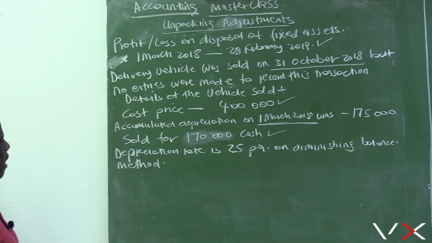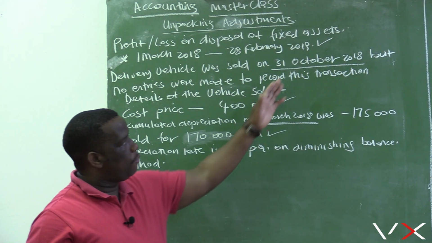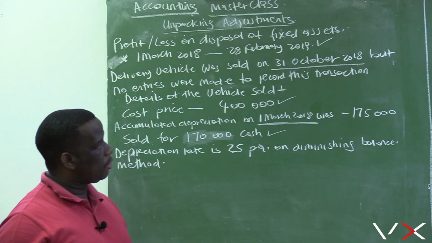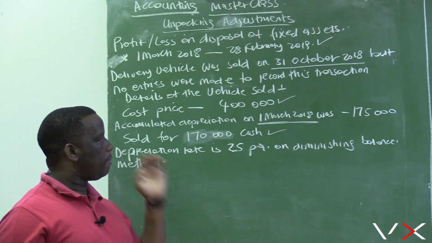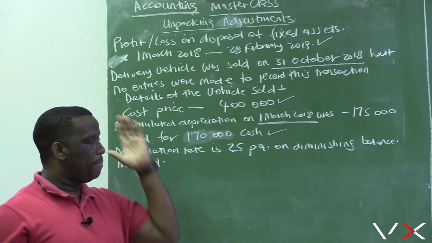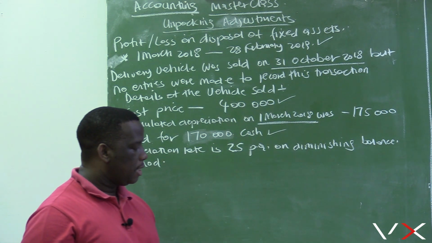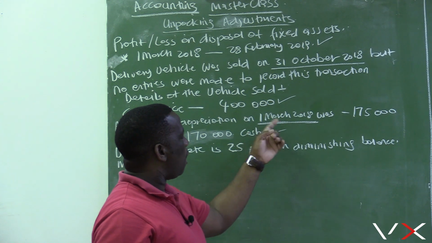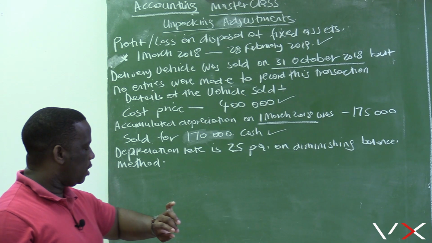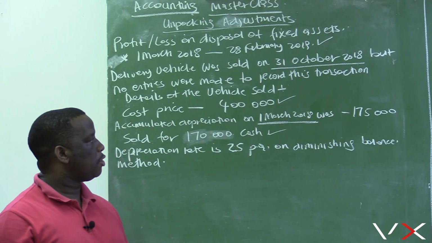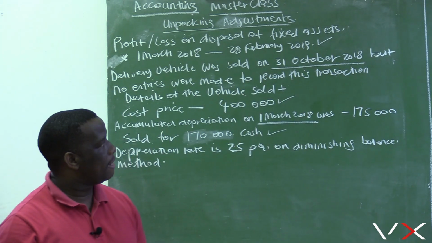When you are selling a vehicle, the first thing that you need to look for is the date of sale. The date of sale is the 31st of October 2018, and then you need to check for the cost price and the accumulated depreciation. One thing that is important under accumulated depreciation is that you need to make sure that the accumulated depreciation is on the date of sale. So this depreciation that we have here is as at the 1st of March 2018, when the asset was sold on the 31st of October.